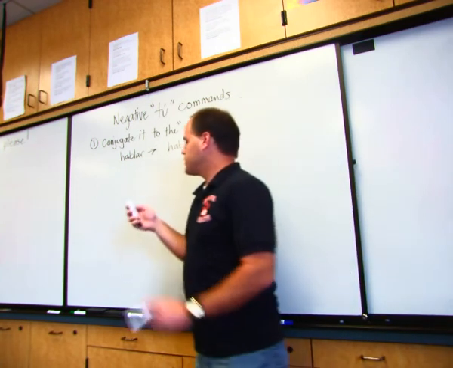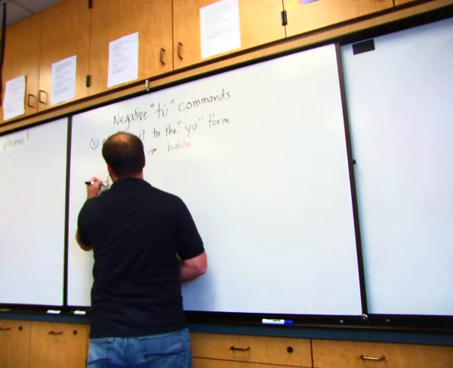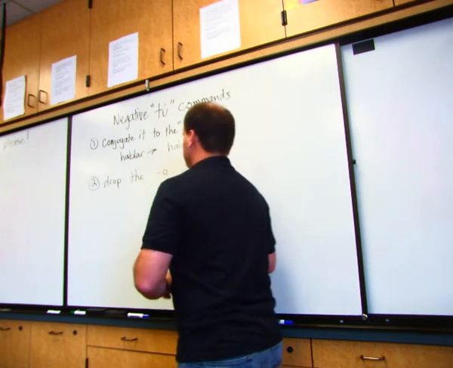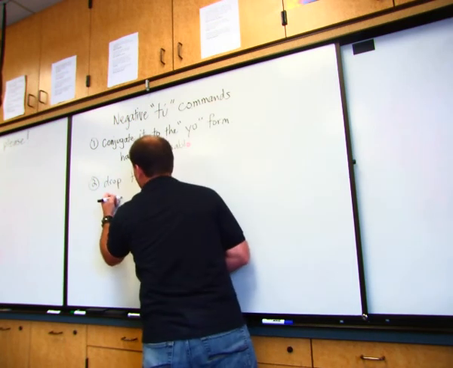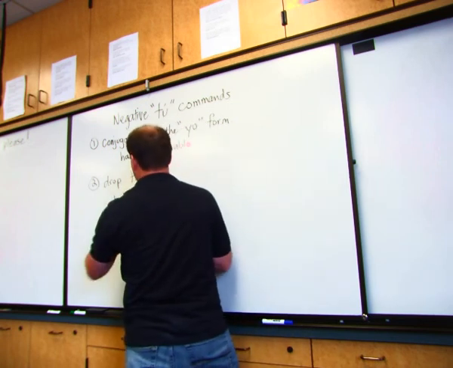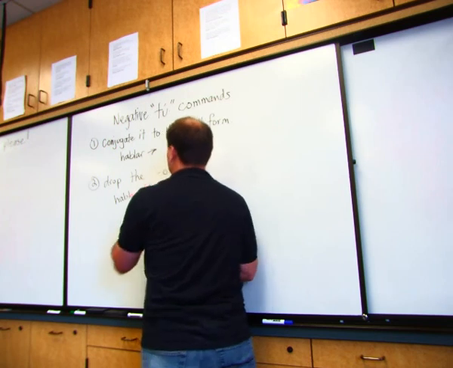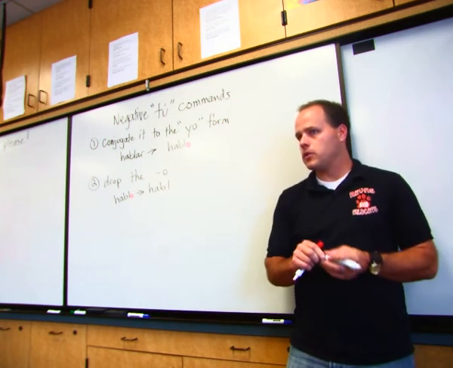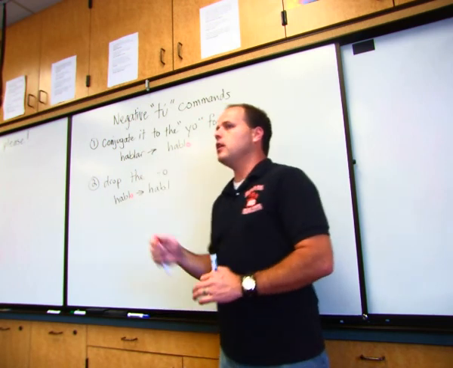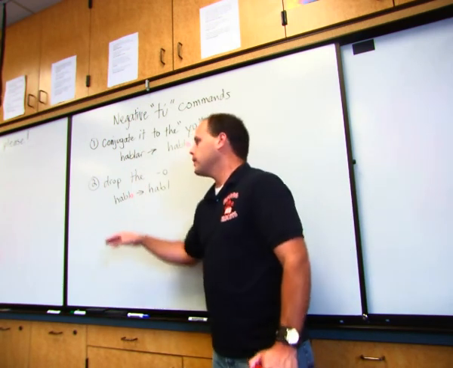Step number 2, we're going to get rid of something. What are we going to get rid of? Drop the O. So that our hablo becomes habl. Just our stem, pretty much. And again, you might say, well, then why does it have to be the yo form? Because they take those irregular yos into account. Tengo becomes teng. And we need to have that.